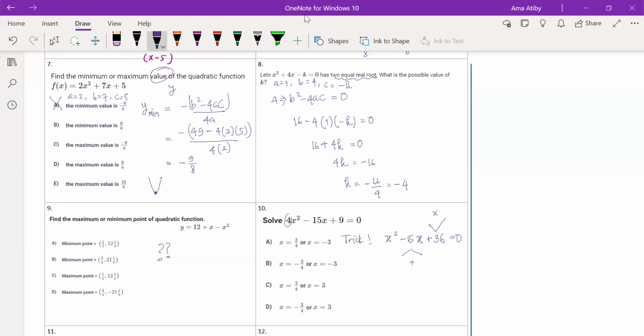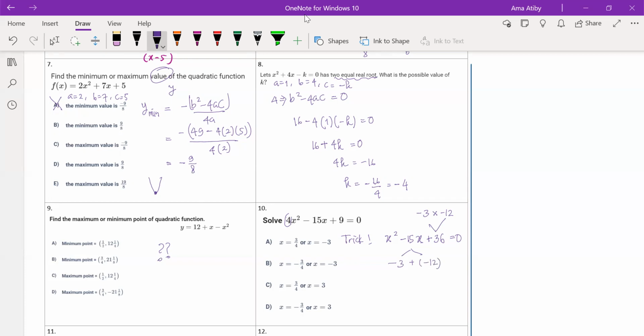So the numbers will be negative 3 and negative 12. Negative 3 multiplied by negative 12 is 36, and negative 3 plus negative 12 is negative 15.